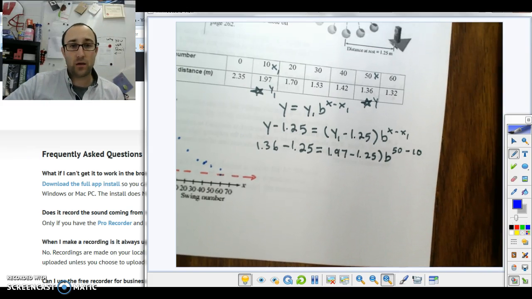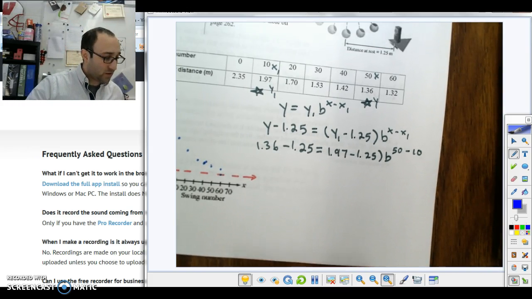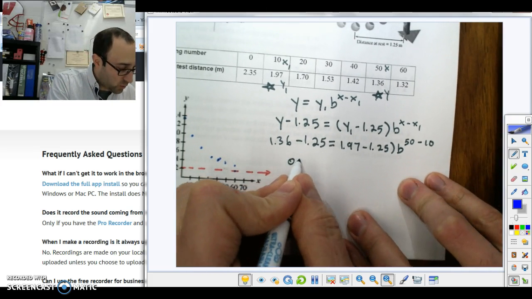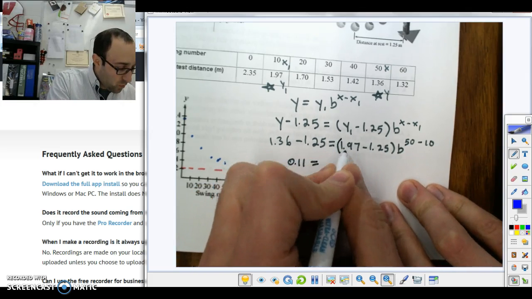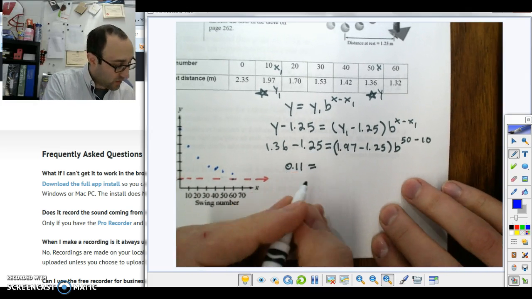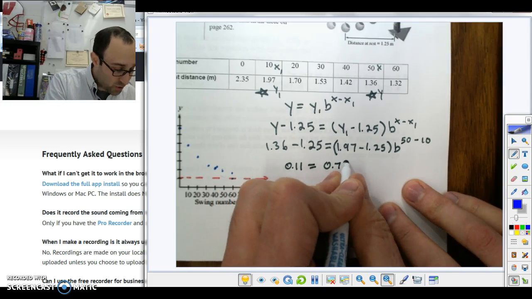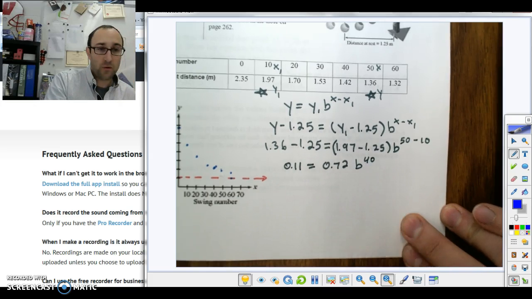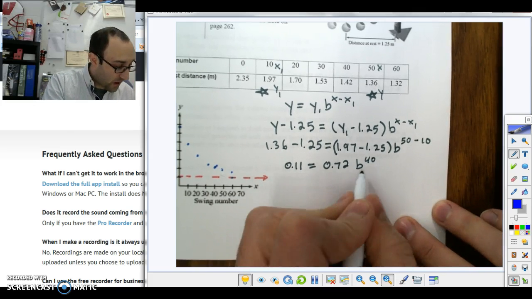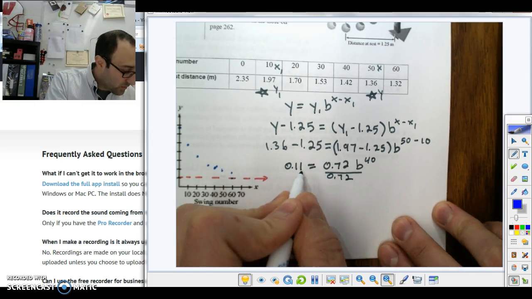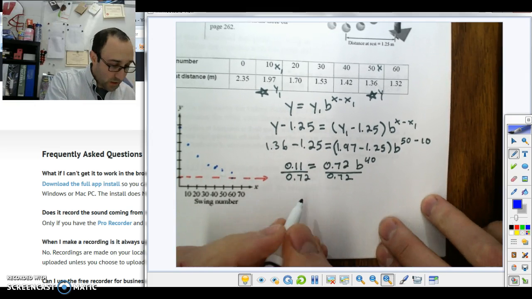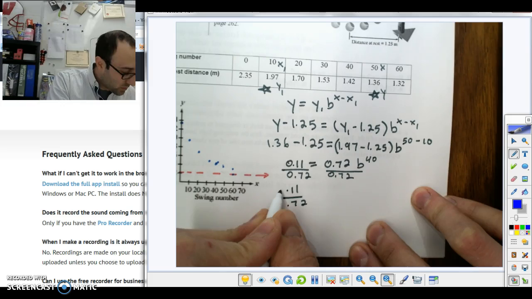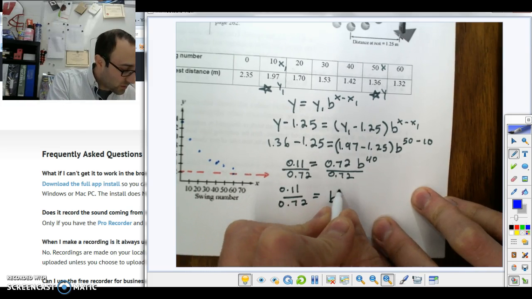So there we go, and now all we have to do is simplify some of our numbers. So 1.36 minus 1.25 is going to be 0.11 equals 1.97 minus 1.25 is 0.72, and 50 minus 10 is 40, so that means it's going to be b to the 40th. Alright, from here let's divide by 0.72 on both sides, and we are left with 0.11 over 0.72 equals b to the 40th.